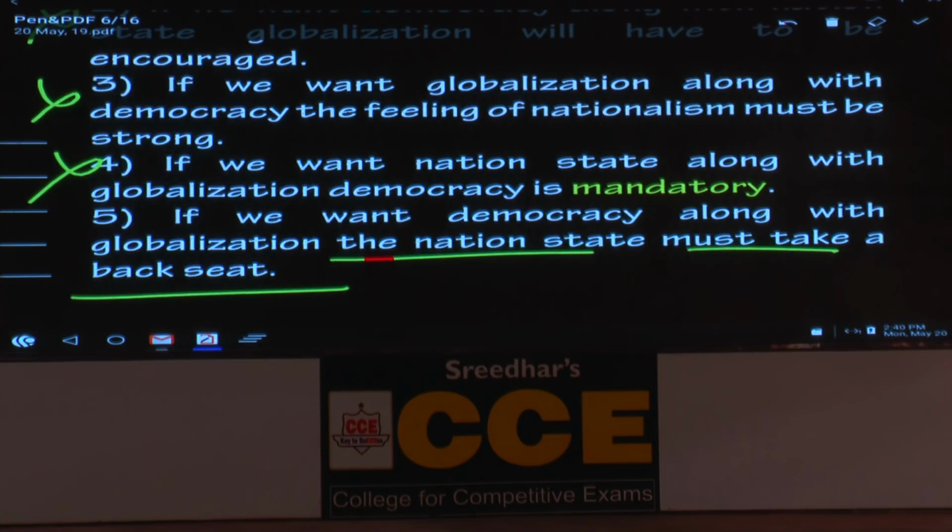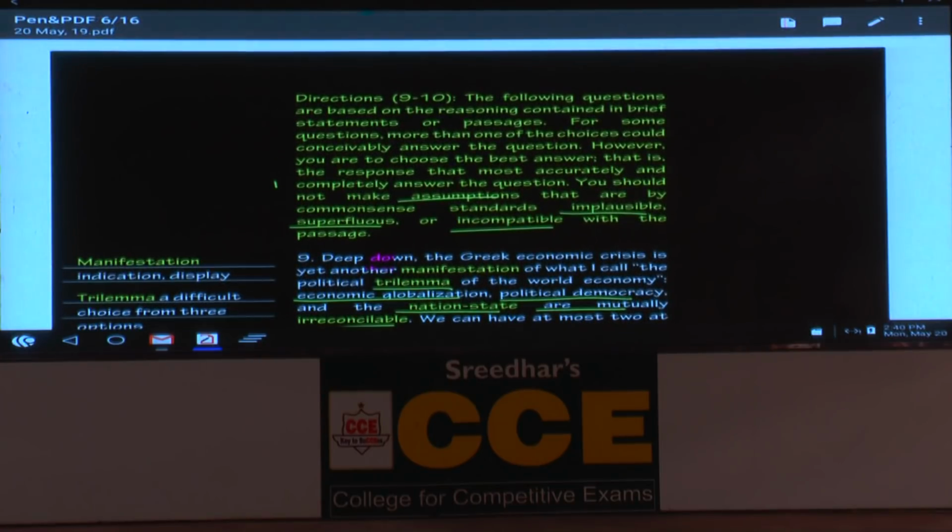So how many things are given importance here? What are those two? One is democracy, the other is globalization. Which one has been kept behind? The nation state. So based on that, what is the answer? Fifth option is the answer. But the question is, do you get so much time in the exam to eliminate, to read, eliminate?